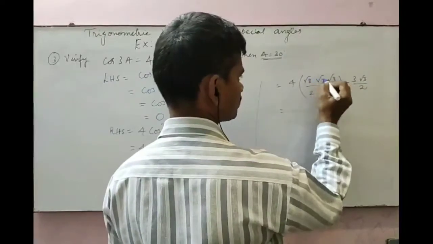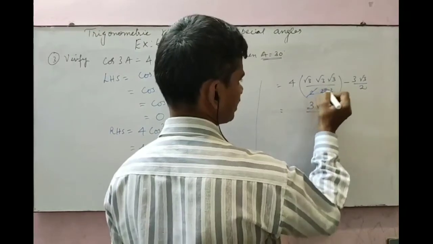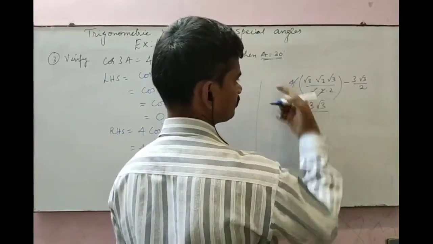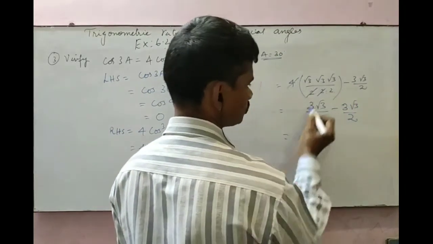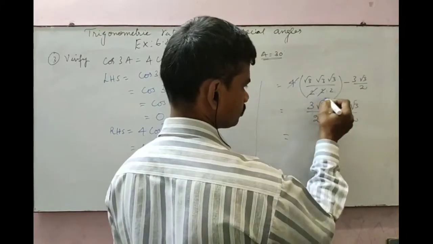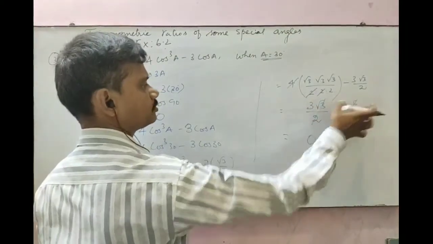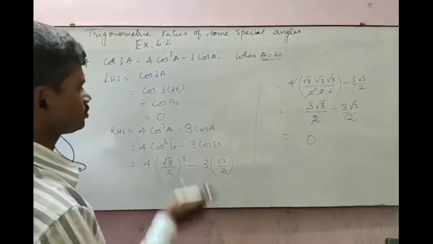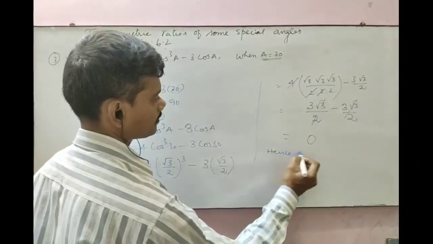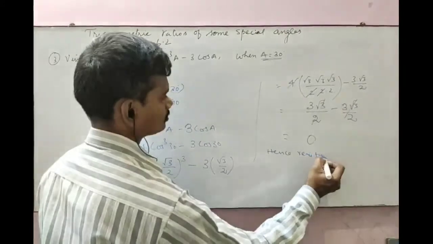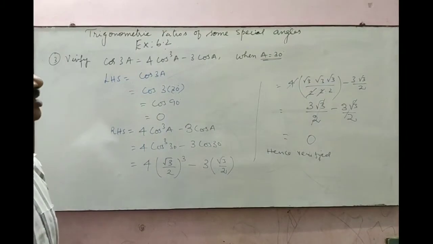If you multiply root 3 into root 3, you get 3. 3 root 3 by 2 into 2 into 2 gives 8, so we can cancel the 4 with the 8. So 3 root 3 by 2 minus 3 root 3 by 2. Both get cancelled. You will get the answer as 0. 0 by anything is 0. So here also the answer is 0. So it is verified that cos 3a is equal to 4 cos cube a minus 3 cos a.